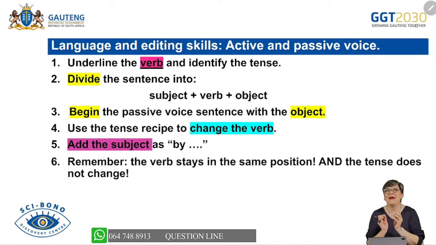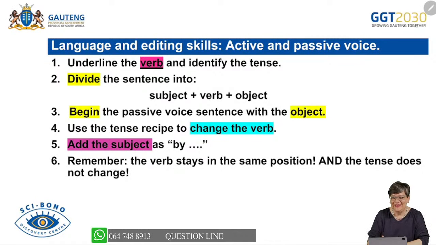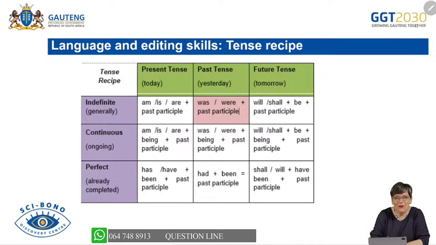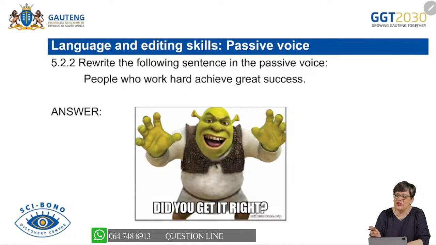The format looks a little bit different. Let me show you what I mean. So this is what I call the tense recipe. The easiest way is to learn this off by heart. So for the present tense, can you see we're using am, is, and are, has and have, and then we're moving over to the past, we were using was and were and had been, and then the future tense. Right. So let's quickly write the following sentence. Here's your sentence. Rewrite in the passive voice. People who work hard achieve great success.